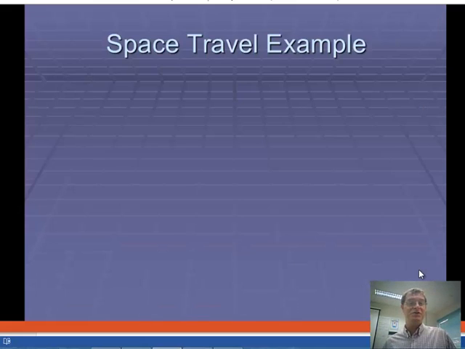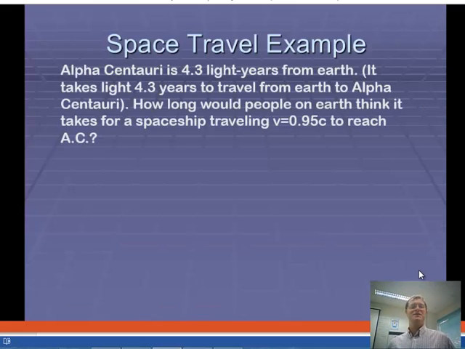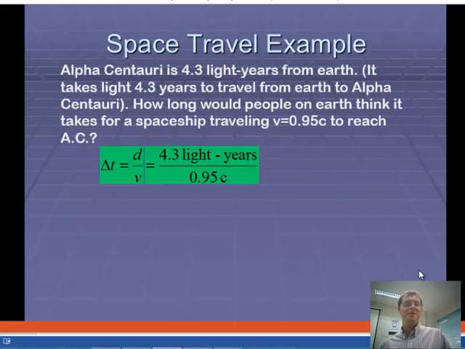Here's another example question. Alpha Centauri is 4.3 light years from Earth. It takes a light 4.3 years to travel from Earth to Alpha Centauri. How long would people on Earth think it takes for a spaceship traveling at 0.95 c to reach Alpha Centauri? Well, it'll just be distance divided by velocity. So 4.3 divided by 0.95 gives me 4.5 years.